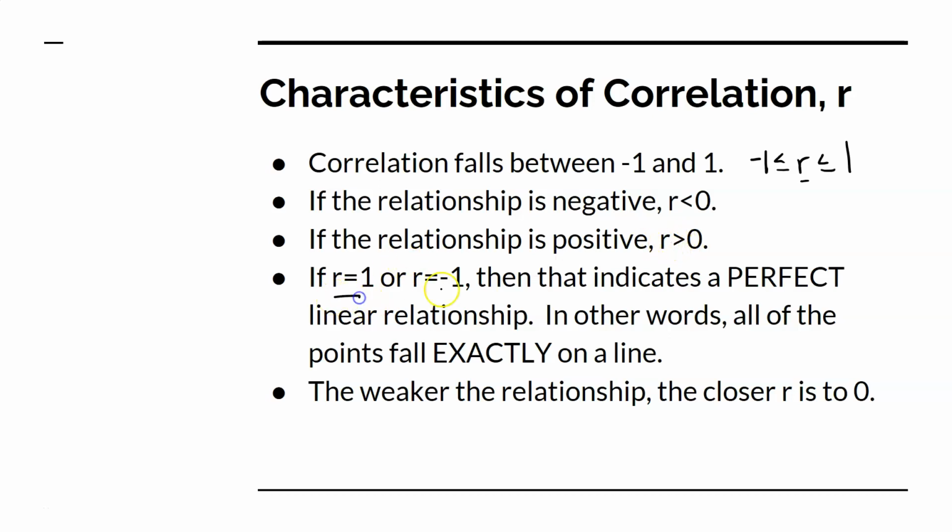If you get that r equals 1 or r equals -1, then that indicates a perfect linear relationship. In other words, all of the points fall exactly on a straight line. The weaker the relationship, the closer r falls to 0.